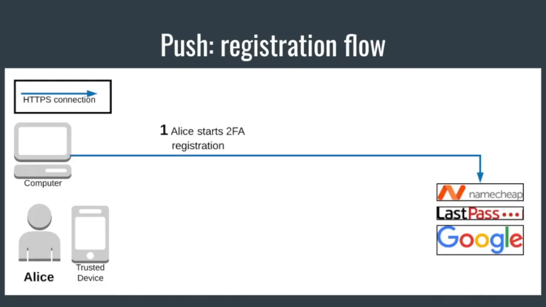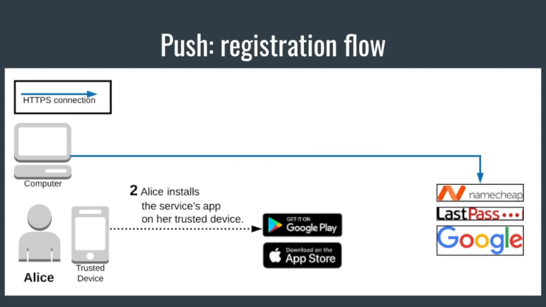So in the registration flow, once you start it, you're going to be prompted to install an app. And unlike TOTP, where you can have one app that works pretty much anywhere that implements TOTP, you typically need an individual app for each service that you want to use push notifications with. So Namecheap has their own app, LastPass has their own, Google has their own, and people don't want to go around installing an app for every single account they ever make.